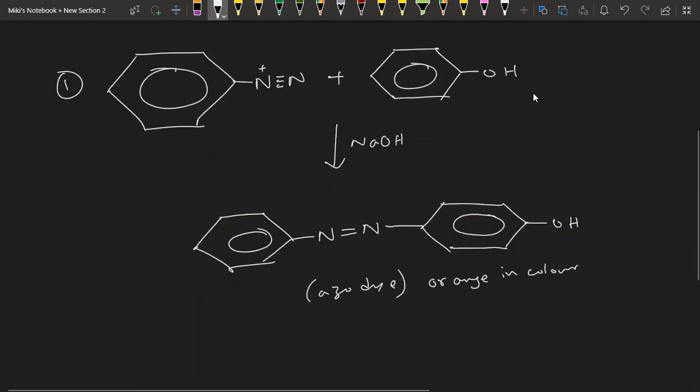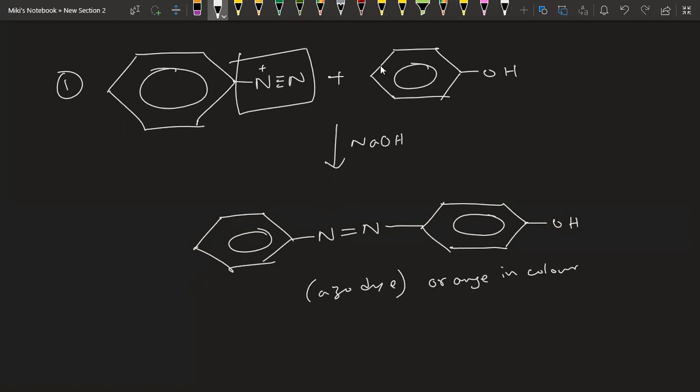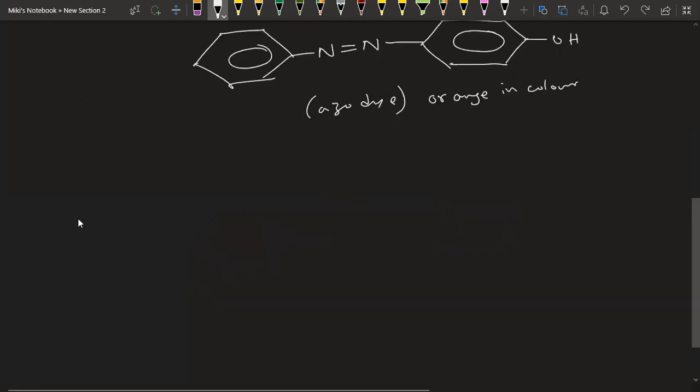Now, there could be other substances over here, and this portion could also be changed. All we need is this diazonium part and an empty part of the benzene ring, the part where no other bond is formed. Okay, that's what we need in order to have this reaction. So let's see a couple of examples.